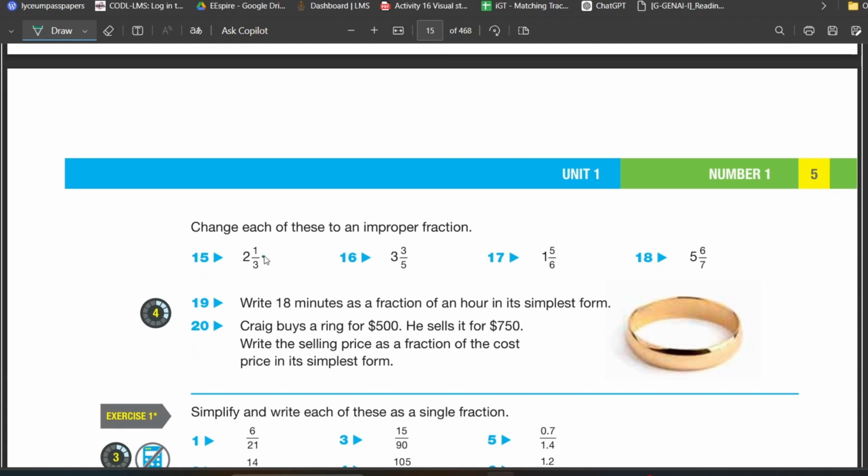And these ones we can turn into an improper fraction. How? First we have to multiply these two. 2 times 3, and add this one, plus 1. First thing is this, and all are over 3. So 7 over 3. This one we can get 3 times 5 is 15, plus 3, all are over 5. So the answer is 18 over 5.